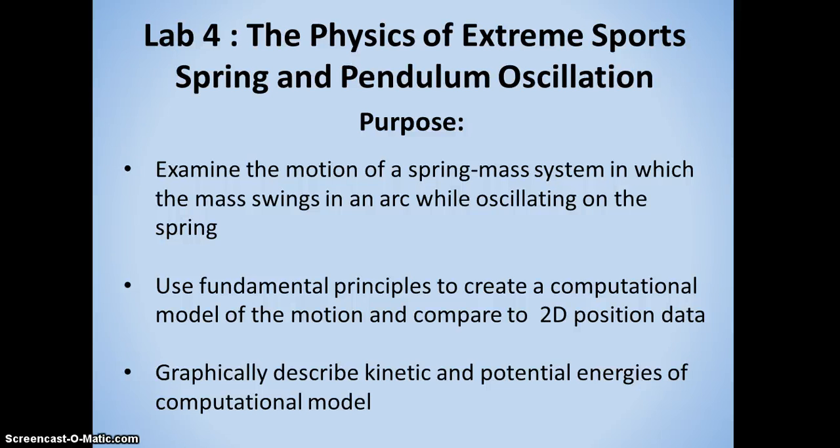In this lab, lab 4, we will be examining the motion of a spring mass system in which the mass swings in an arc while oscillating on the spring. We will use fundamental principles to create a computational model of the motion and compare to 2D position data. We will also graphically describe kinetic and potential energies of our computational model.